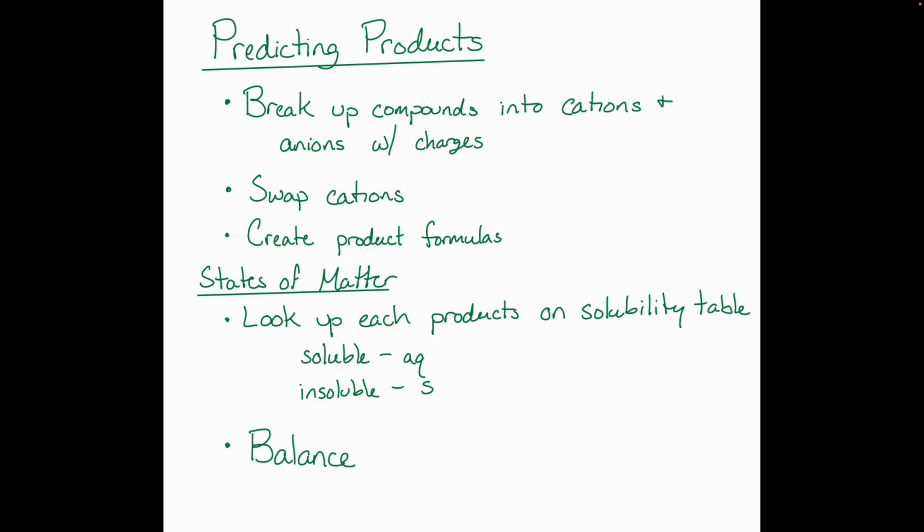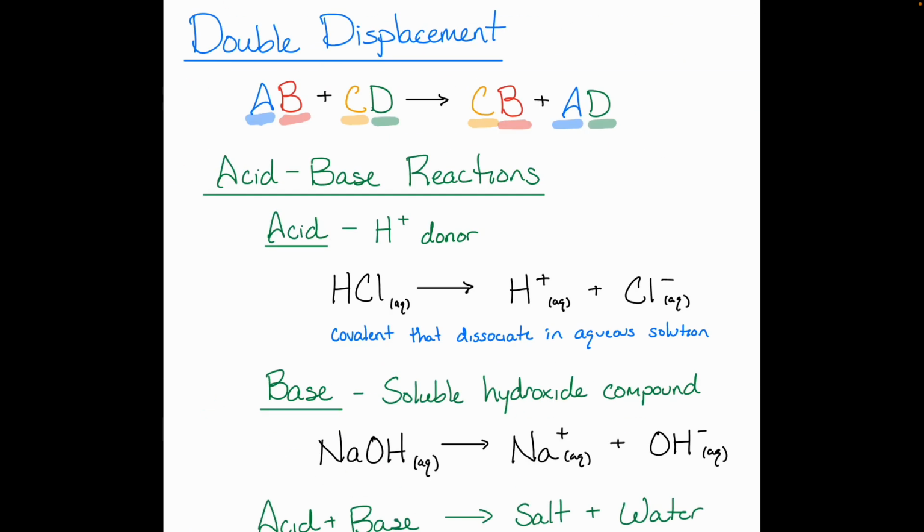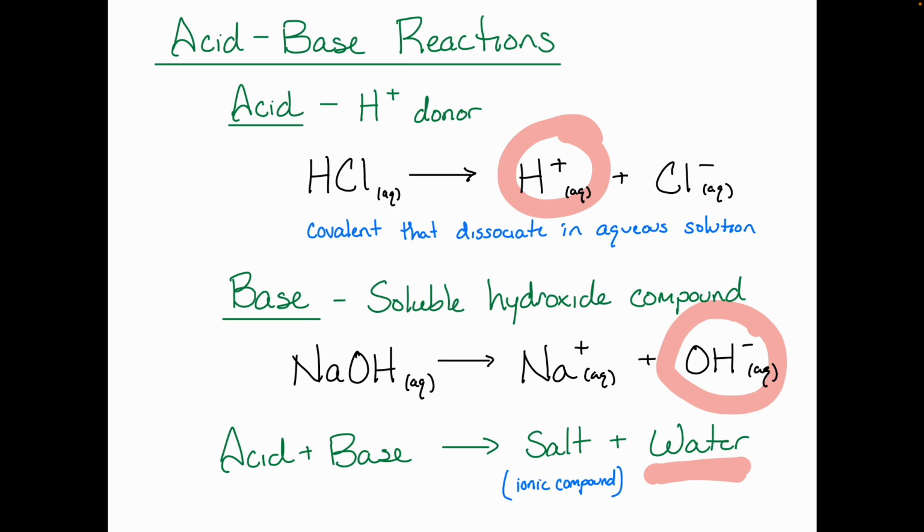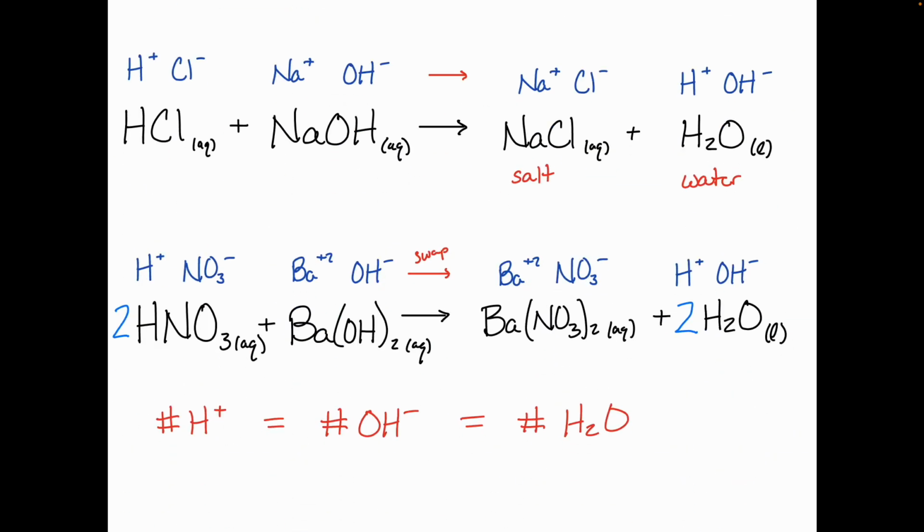And then we played this similar game with an acid-base reaction. We introduced what acids and bases were. Acids are hydrogen donors. They're covalent compounds, but they behave a lot like ionic compounds in that they dissociate in aqueous solution. And when we react those with the base, that hydrogen ion and those hydroxide ions come together to form water. Okay? So we can write our balanced chemical equation for those acid-base reactions as well.